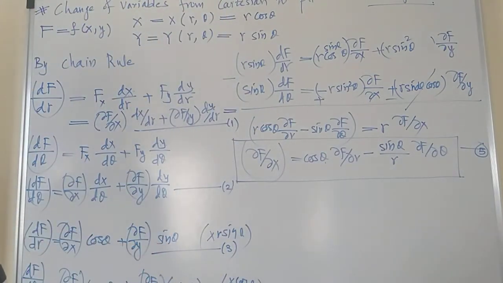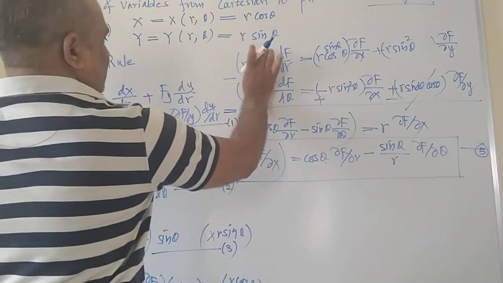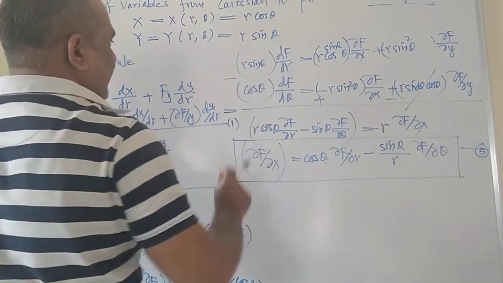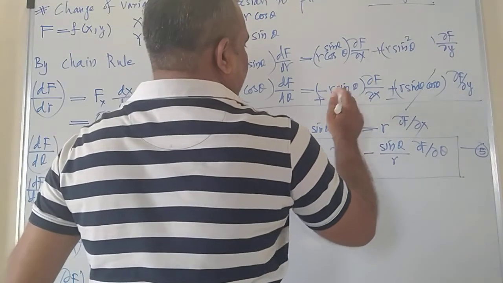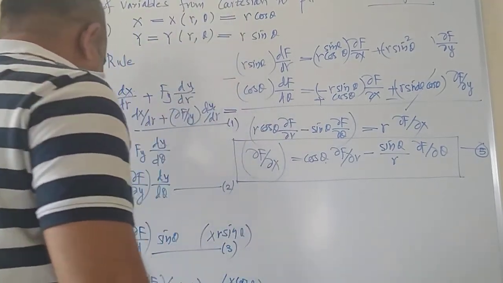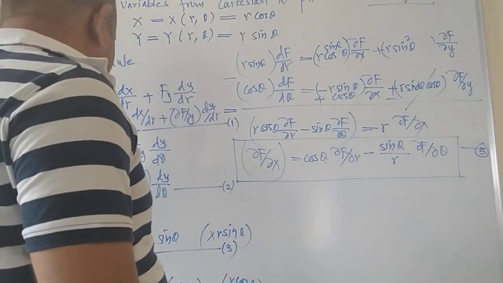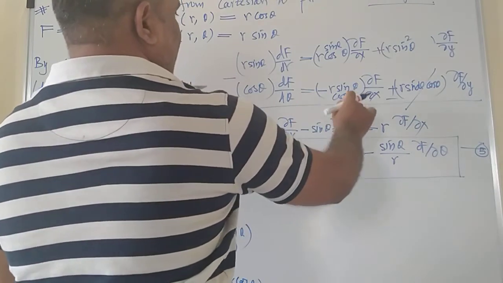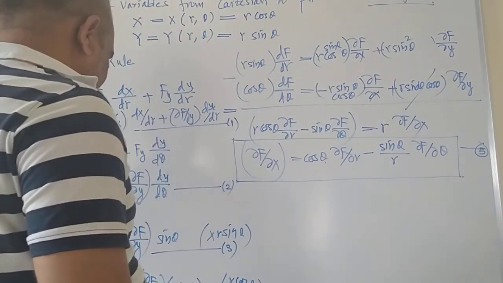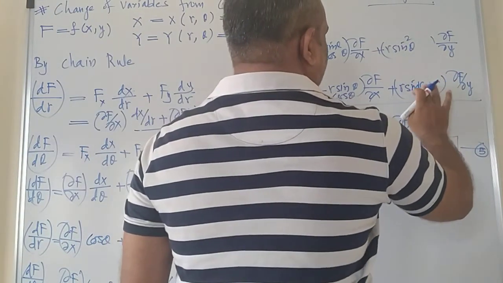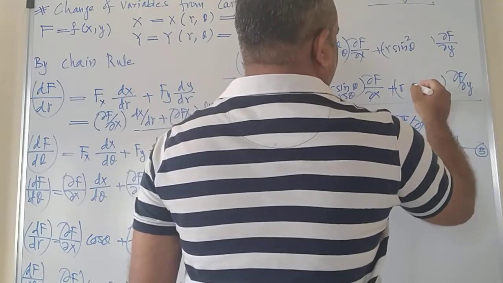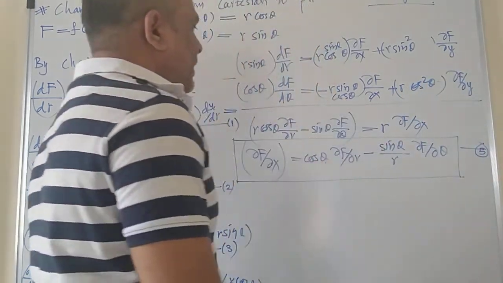If you multiply by cos theta to equation number 4, you will get cos theta into df/dθ equals minus r sin theta cos theta into ∂f/∂x, with a negative sign, and plus r cos square theta into ∂f/∂y. So you will get here r cos square theta into ∂f/∂y.